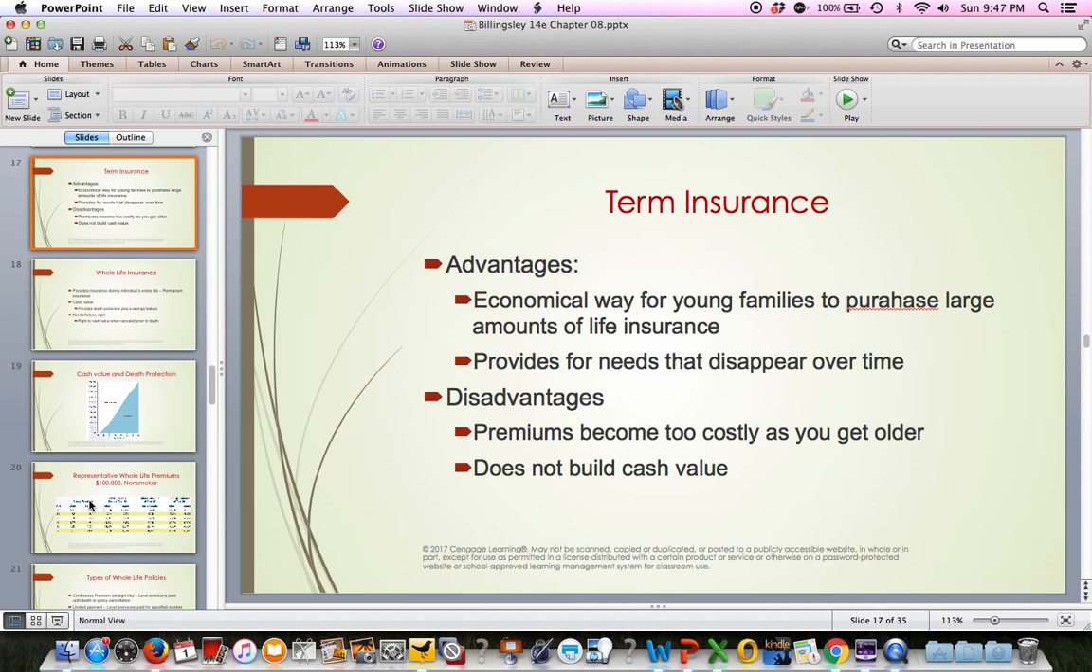Term insurance advantages: a very economical way for young families to purchase large amounts of life insurance, and it provides for needs that disappear over time. Because clearly, once your kids are established on their own, once your home is paid for, your need for life insurance goes down dramatically, right? You need it when you're younger and you've got a younger family, a home mortgage and other things to worry about and pay for. But once your dependents are on their own and established, and your debts are low, your need for life insurance goes down dramatically. Disadvantages, of course: premiums become costly as you get older, and term insurance does not build cash value, which really isn't necessarily a big deal.